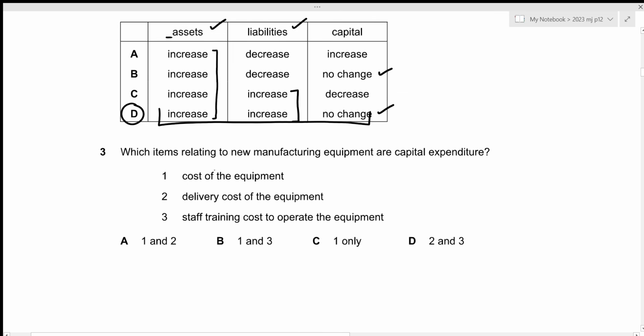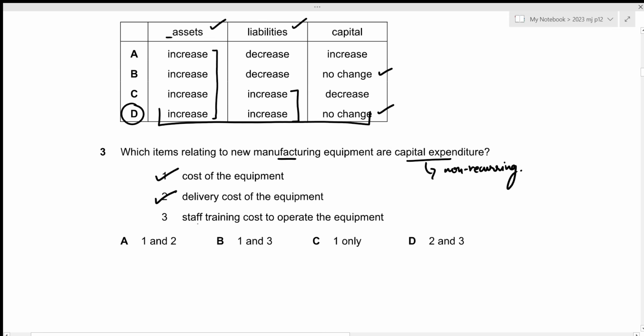Which items relating to new manufacturing equipment are capital expenditure? So the first one is cost of the equipment, which is definitely a capital expenditure. And remember that capital expenditure are the non-recurring expenses. So it does not occur time and again. Then the second one is delivery cost of the equipment, which is also non-recurring because once we deliver the equipment, it does not need to be delivered time and again.